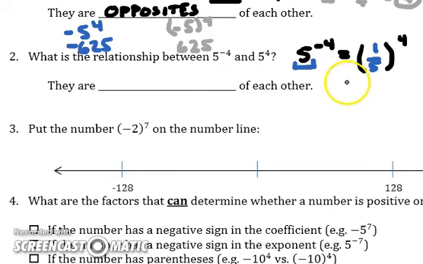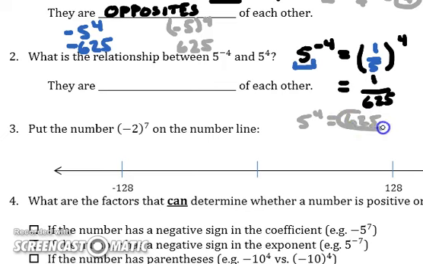So now all that's left is to represent this. If I raise 1/5 to the 4th power, I'm going to get 1 over 625. And as we saw above, we already know that 5 to the 4th power is 625. So if I compare this 625 to 1 over 625, I see that those are reciprocals of each other.